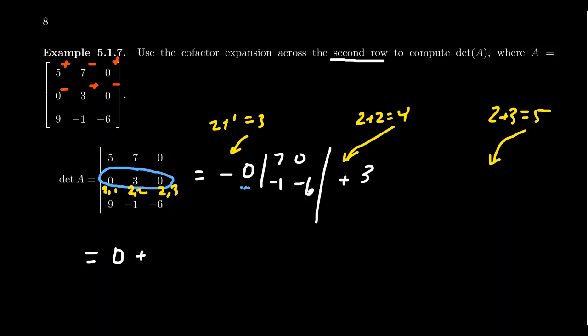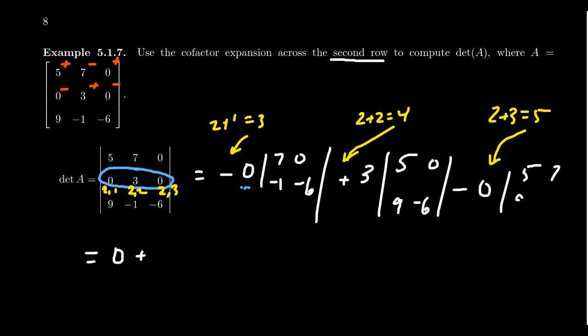All right? But let's go back to doing the minors, right? The plus minus is part of the cofactor. If we were to kill off the second column, we're always killing off the second row, we get 5, 0, 9, and negative 6. And then finally, I didn't predict my negative sign perfectly there. Finally, we're going to get minus, like we said before, 0 times the minor if we take off the third column. If we take off the third column, the minor looks like 5, 7, 9, and negative 1.